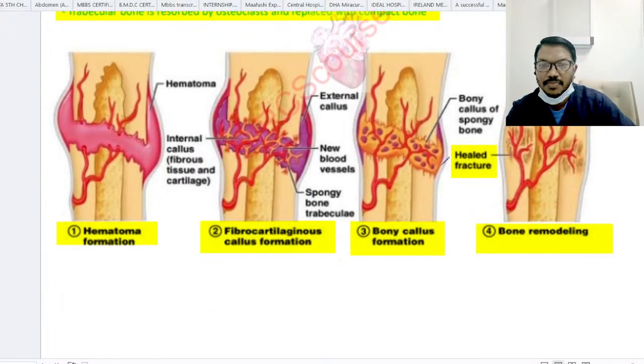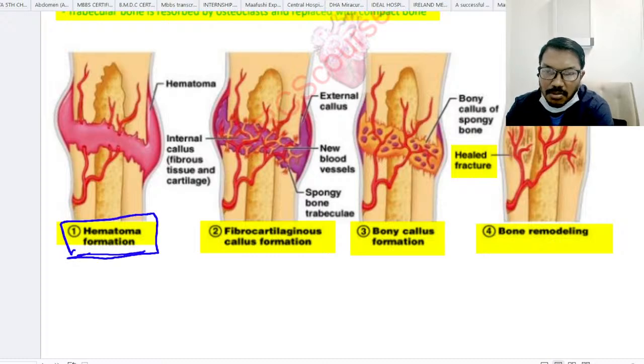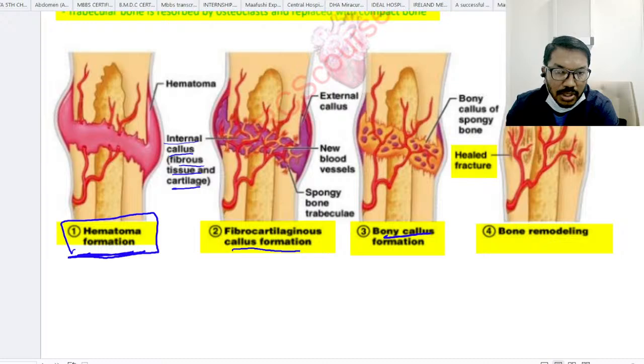So in summary, hematoma formation is the step you have to remember. After any bone fracture, there will be disruption of the bone and soft tissue. So there is hematoma from the blood vessel, hematoma formation. Then callus formation, internal callus, which is fibrous tissue and cartilage. Hematoma formation, fibrocartilaginous callus formation, then bony callus formation.